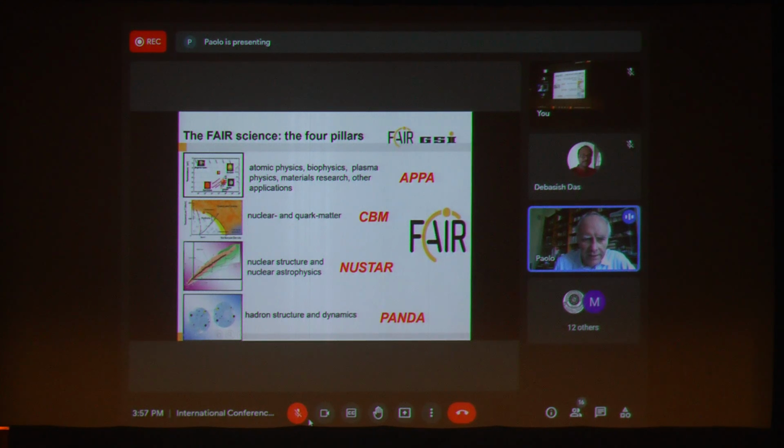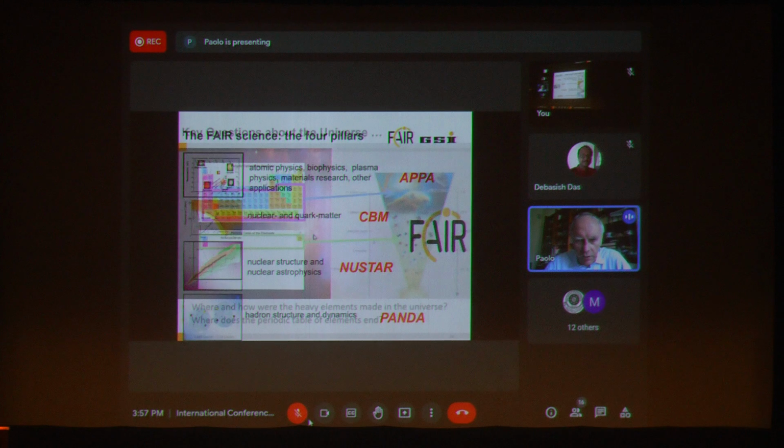region of high net baryon densities, and we will see in a moment why this and nuclear astrophysics actually marry in a synergic activity there. And then a lot of other things: biophysics, atomic physics, plasma physics, material research. All of this is part of the mission of the laboratory.